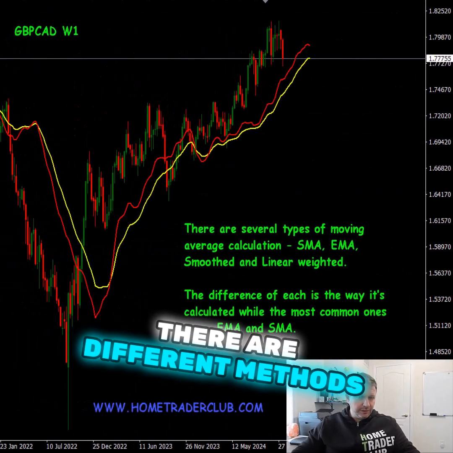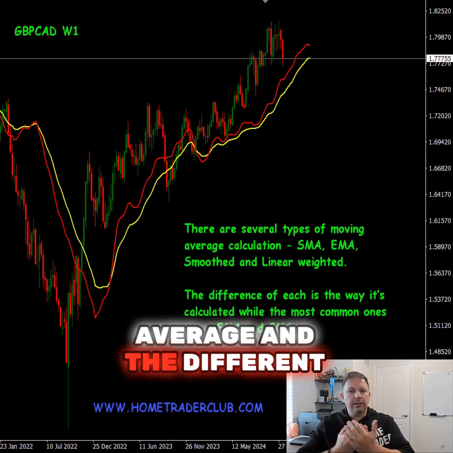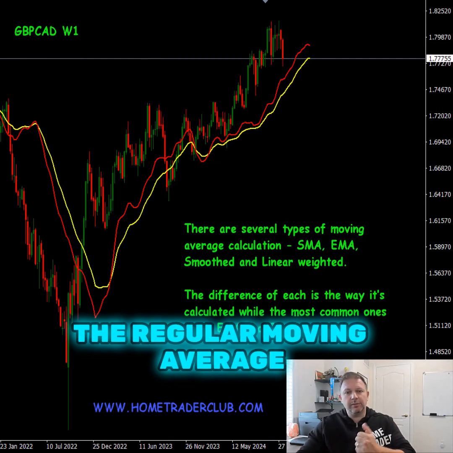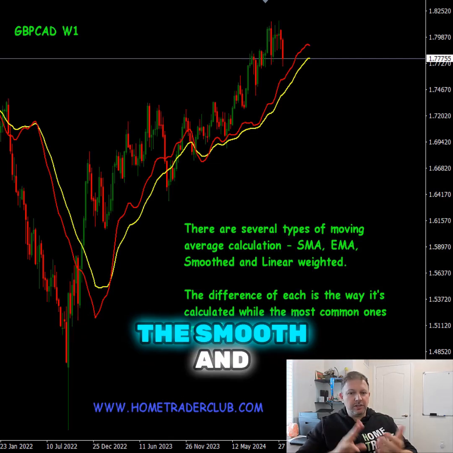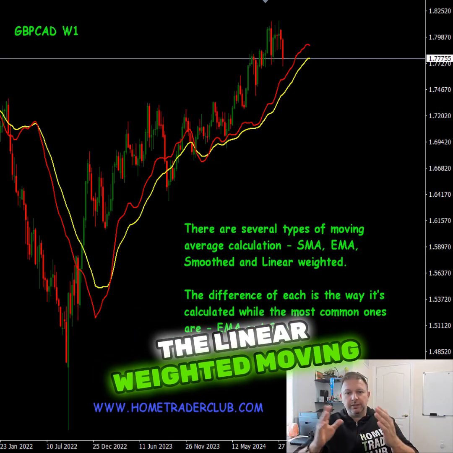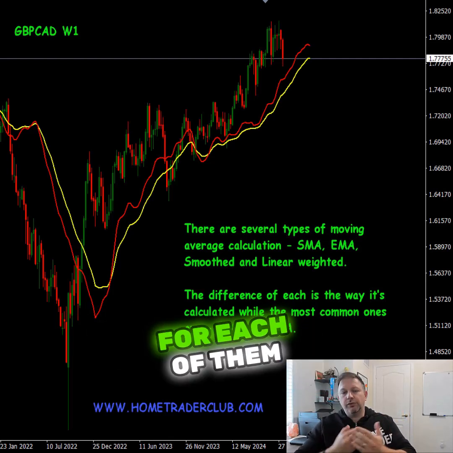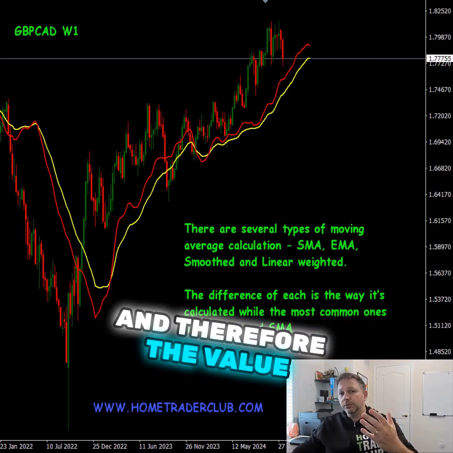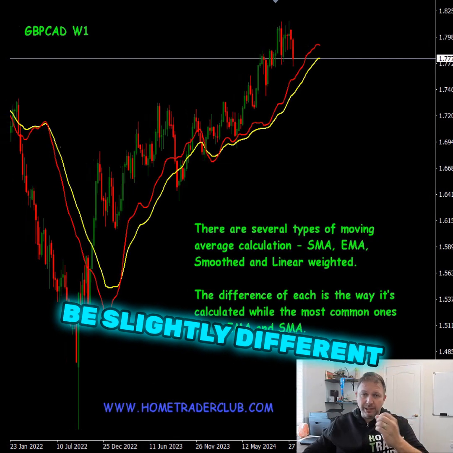There are different methods to calculate the moving average and different types of moving average. There is the classical one, the regular moving average, the simple one. There is the exponential, the smooth, and the linear weighted moving averages. The formula for calculation for each of them is slightly different, and therefore the outcome they give you would be slightly different.